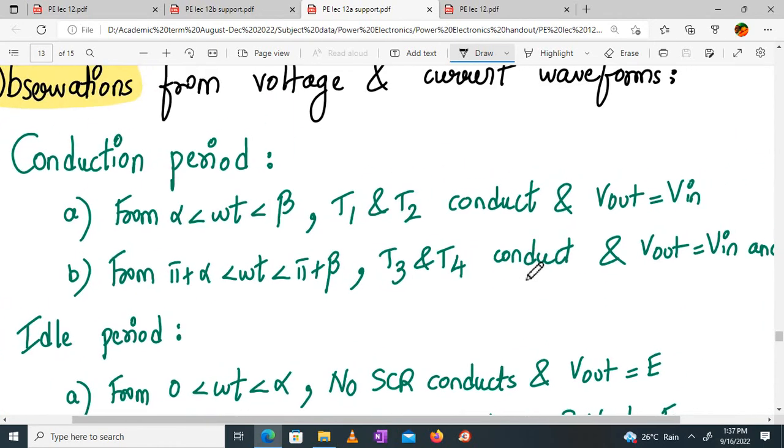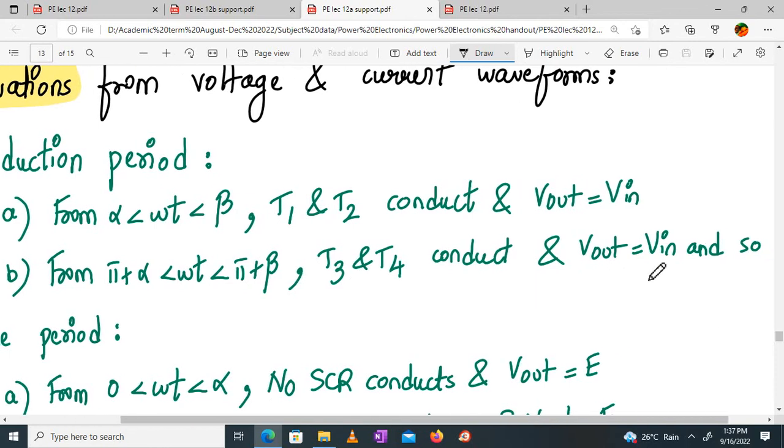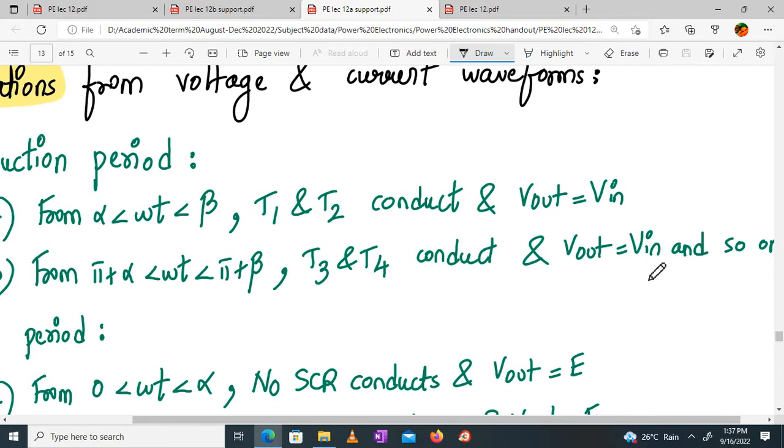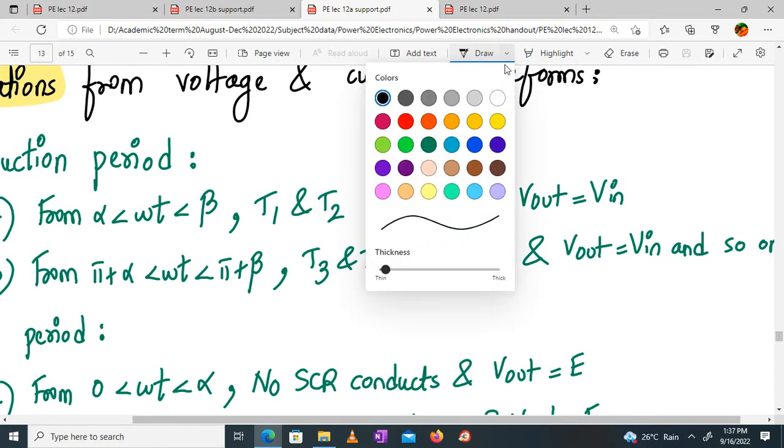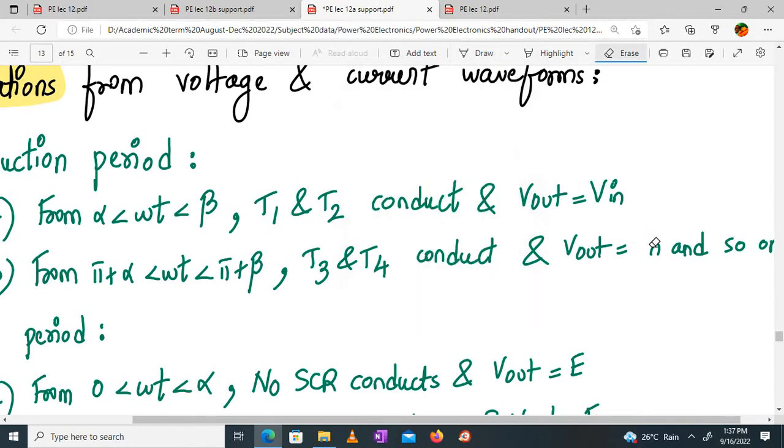Observations are from alpha to beta, T1 and T2 conduct, output will be equal to V in. From pi plus alpha to pi plus beta, T3 and T4 conduct, output will be equal to minus V in, right? Is there a minus sign रह गया इधर? Correct ना? Minus आएगा नहीं आएगा? We can write magnitude of V.